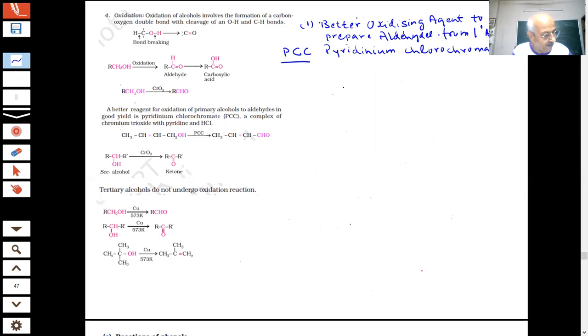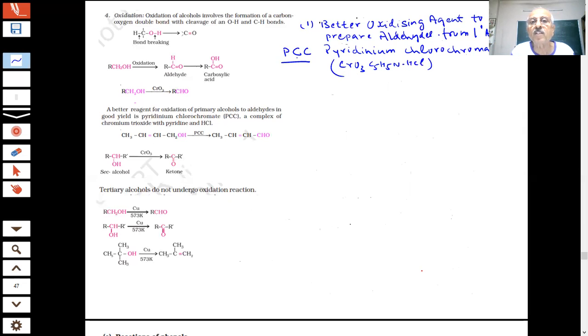Now, what is the important point about this? This will not oxidize the aldehyde to carboxylic acid. It is made up of CrO3, pyridine, and HCl. It contains pyridine, HCl, and CrO3. The pyridine formula is C5H5N, and HCl.